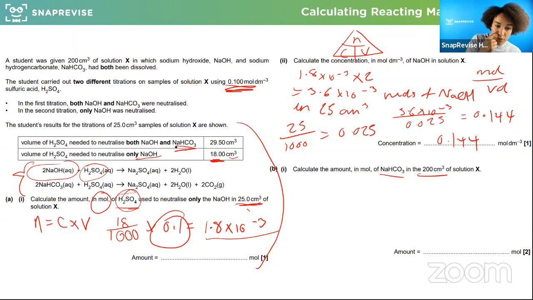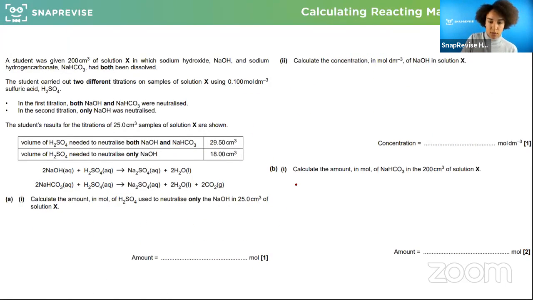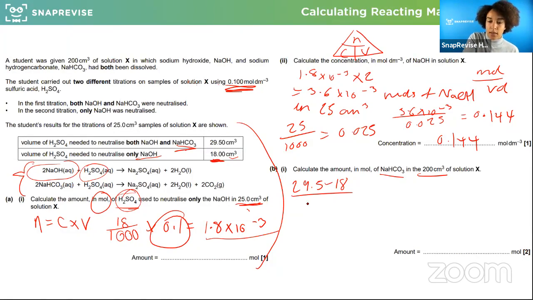So the first thing that we do is work out the volume of sulfuric acid needed to neutralize only sodium hydrogen carbonate. And we do that by taking away the volume needed to neutralize just sodium hydroxide from the volume needed to neutralize both. So we do 29.5 minus 18, which gives us some number, and then we divide by 1,000, because that's in cm cubed.